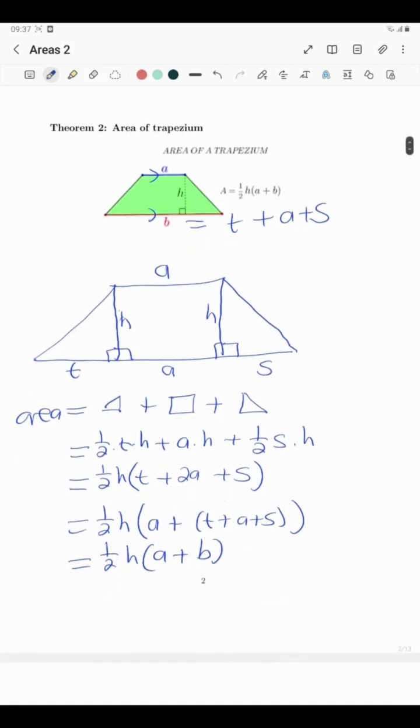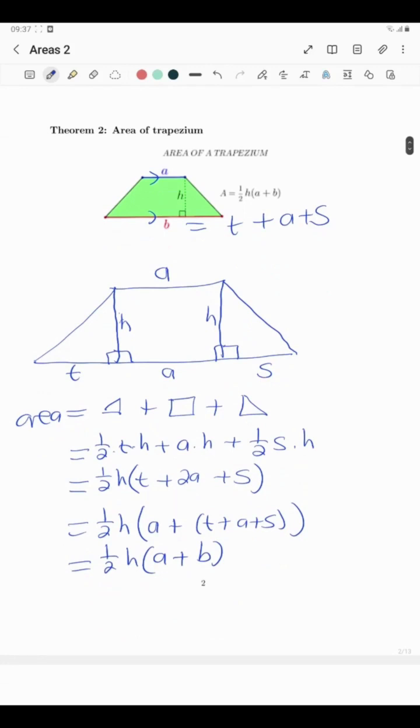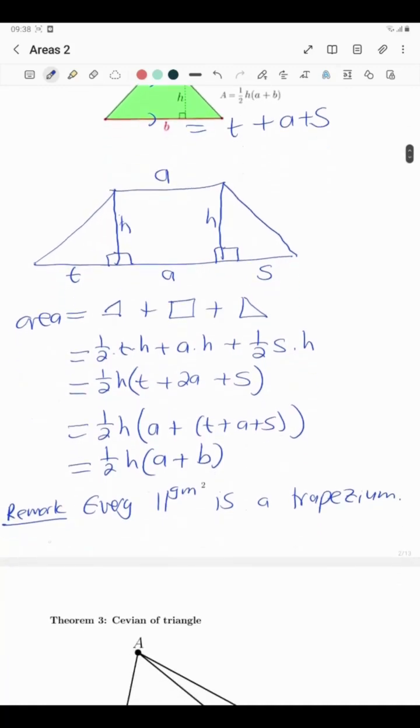Now, it's a useful formula, and there are occasions in Olympiad problems where you have to play with trapeziums. But a very important remark is the following, is that every parallelogram is a trapezium. Okay, there are trapeziums which are not parallelograms, but every parallelogram is a trapezium. So we can actually use theorem 2 to prove theorem 1.